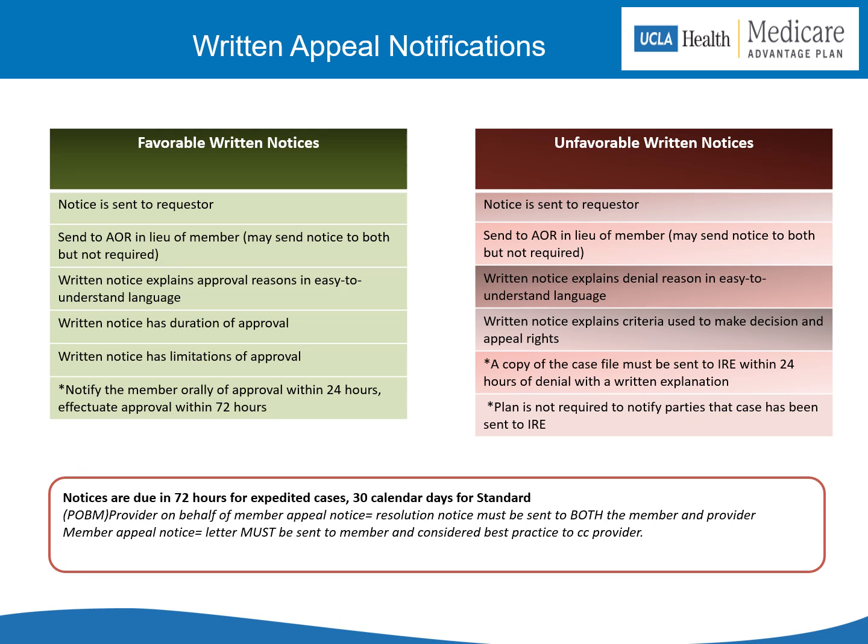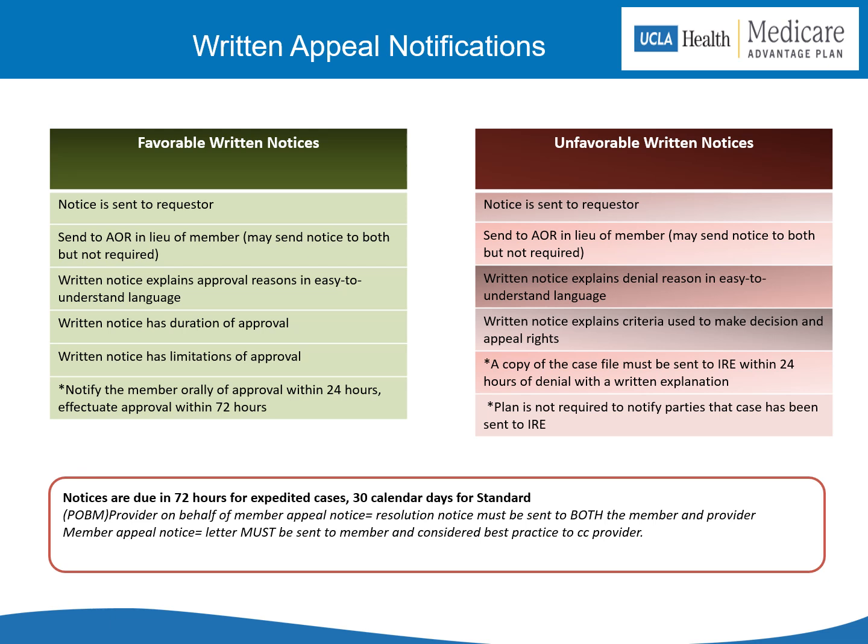Now, focusing on the favorable decisions, we also need to include a written notice explaining our approval reasons in easy to understand language. Our written notice needs to have the duration of the approval, its limitations of approval, and it's important to note that we also need to notify our members orally of an approval within 24 hours, and we need to effectuate that approval within 72 hours of that approval. What that really means is we need to have the authorization on file within 72 hours of notifying them of the approval.